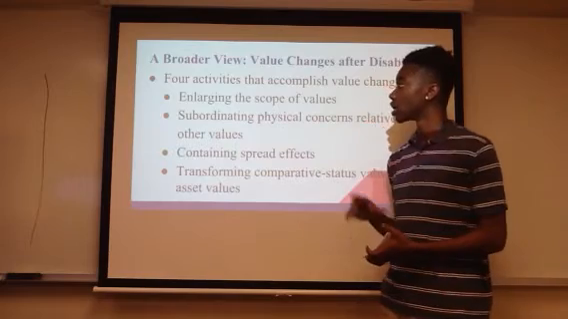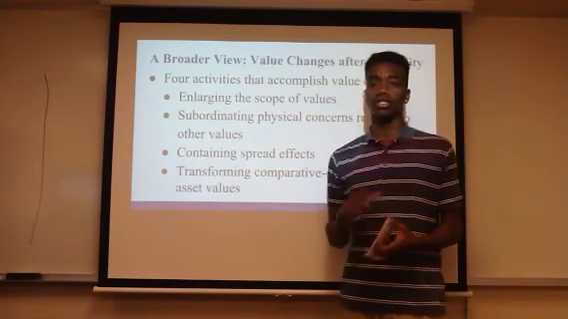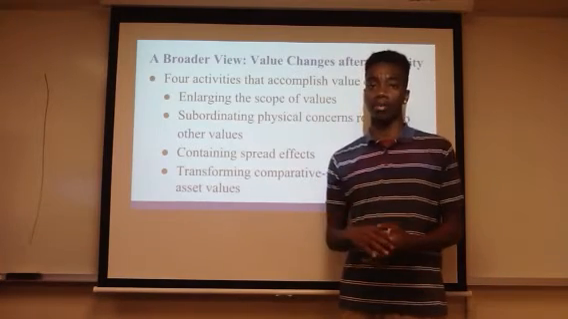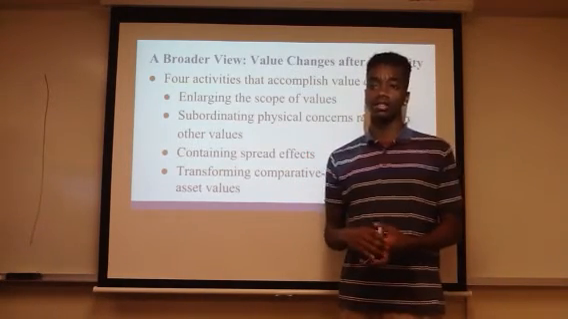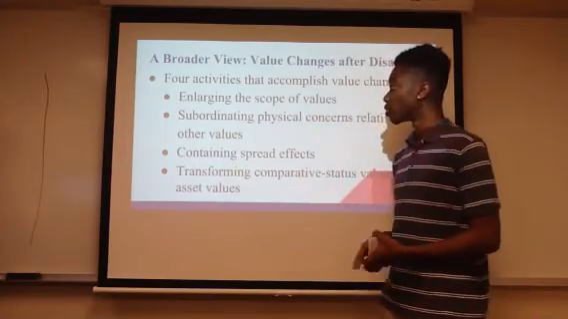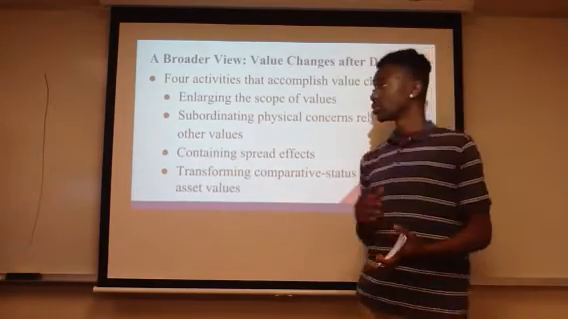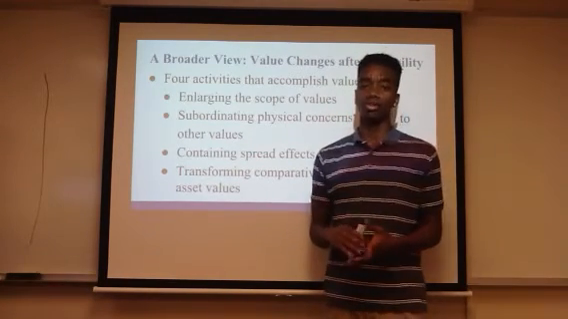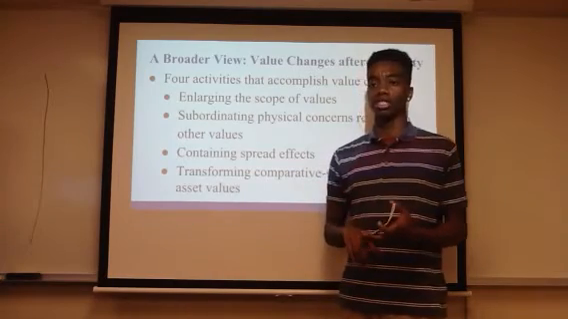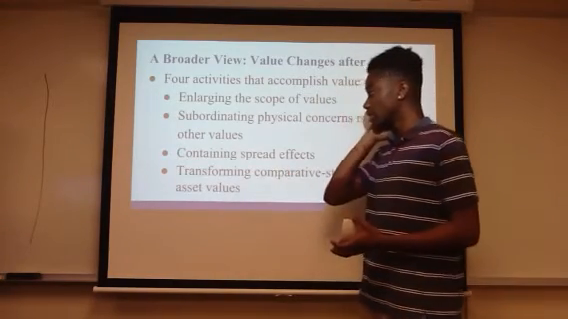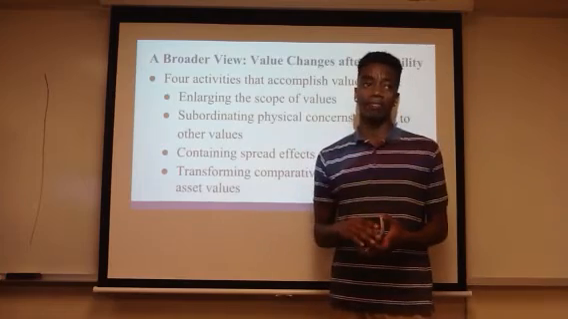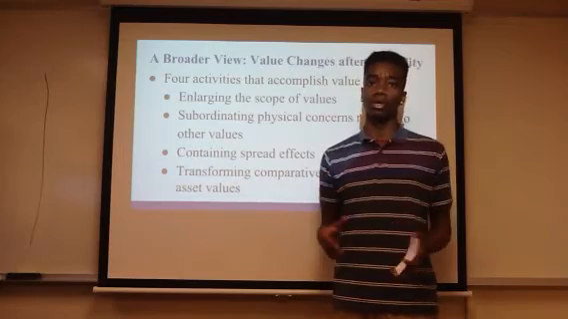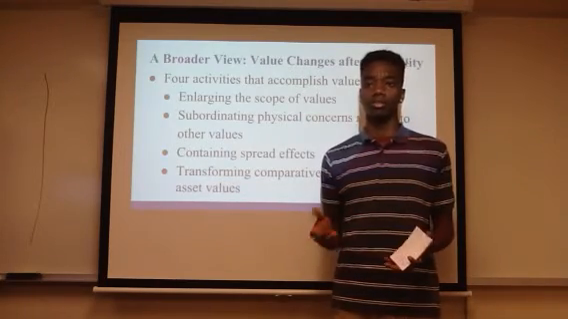The first is enlarging the scope of values, so basically focus on things that are important to the individual and things that still can be accomplished, so placing higher values on things that the individual can accomplish. Second, subordinating physical concerns to other values, so basically focusing less on physical appearance and more on interests, personalities, and skills. The third is containing the spread effect, so basically not allowing the disability to spread to other domains such as cognitive, such as speech and memory.